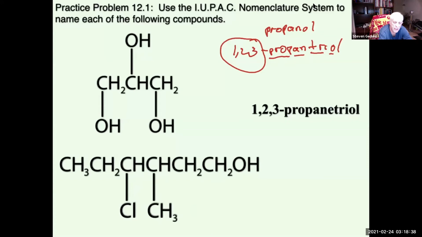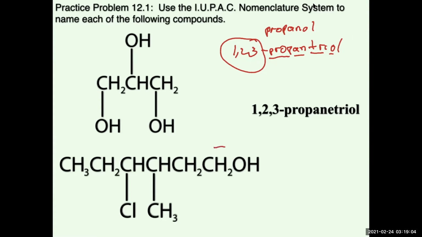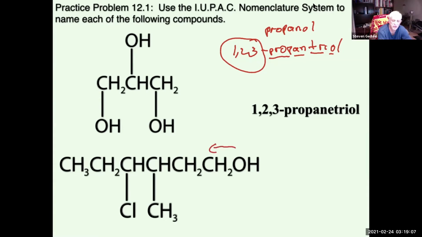And there's another one here. What is the longest carbon chain? Six. Perfect. Are we going to number the chain from right to left or left to right? Right to left. So there are 6 carbons. This is hexane, drop the E, put an OL, and that's at the number 1 position. So 1-hexanol. That takes care of this part.